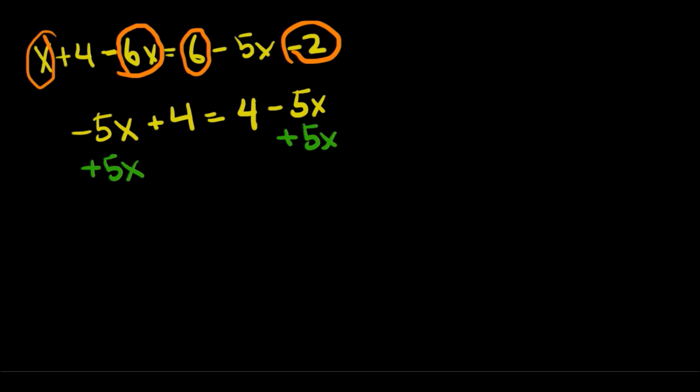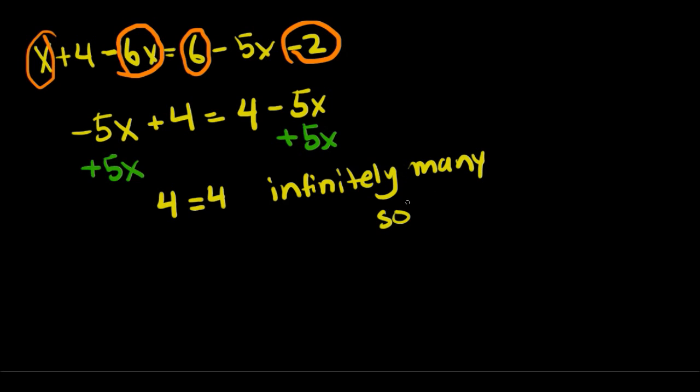In this problem, we see that when we add 5x to both sides, both the x's become zeros, and we are left with positive 4 equals positive 4. When we are left with no variables and the equation is still true, 4 equals 4, that means there's infinitely many solutions. All values of x will make the equation true.